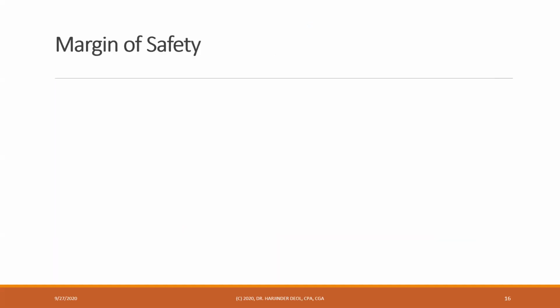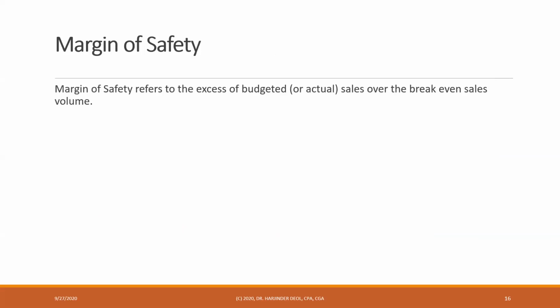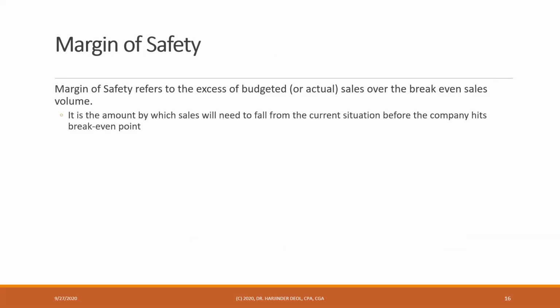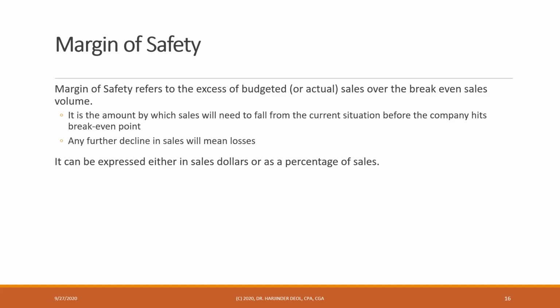Okay, so the next thing we are looking at is your margin of safety. Margin of safety refers to your excess of budgeted or actual sales over the break-even sales or volume. It is the amount by which the sales will need to fall from the current situation before the company hits the break-even point. So any further decline in sales will mean losses. This can be expressed either in sales dollar or as percent of sales.